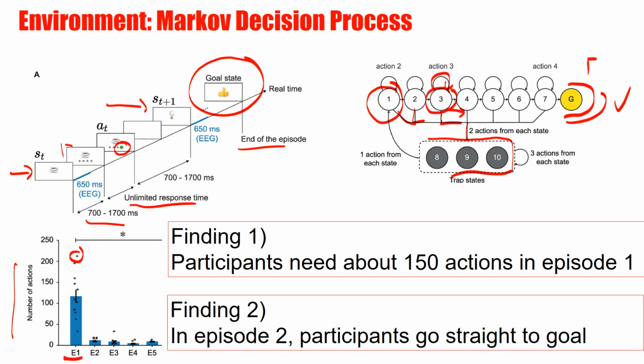Now in episode 2, the number of actions is very small. It's in the range of 10, 8 type actions, which basically means participants go straight to the goal. Maybe they do one little detour, they are wrong once, but they know how to find the goal. And the same is true in the next episodes.